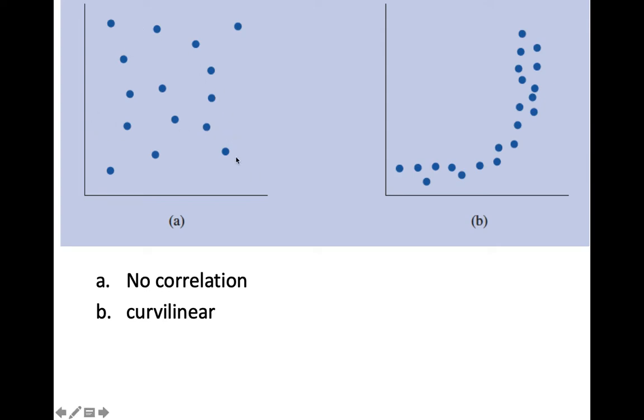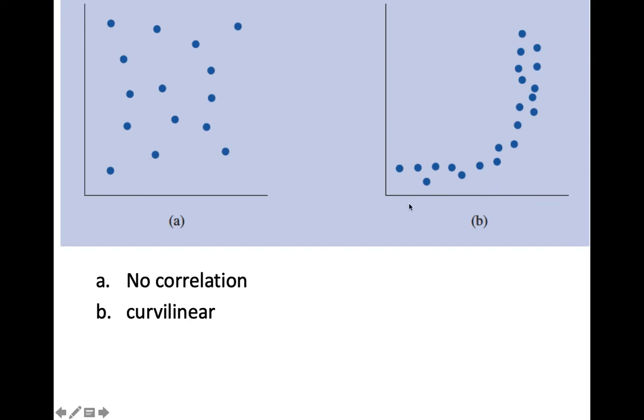Figure A is no correlation because there is no pattern of highs going with highs and lows going with lows, or with highs going with lows. We've got highs going with lows and lows going with highs and lows going with lows, so no discernible pattern. We've got no correlation there.